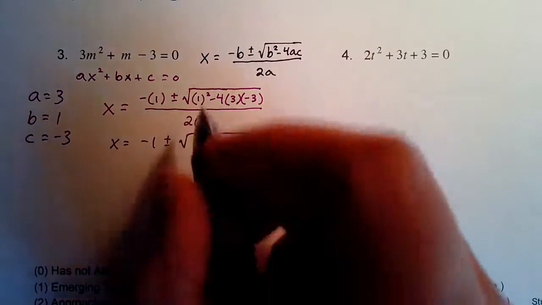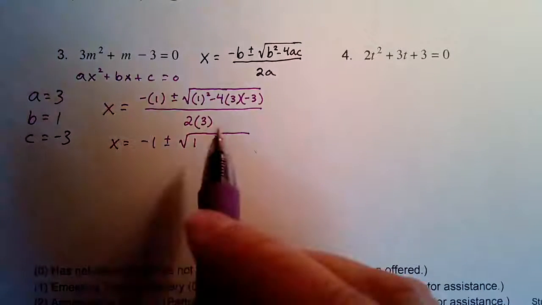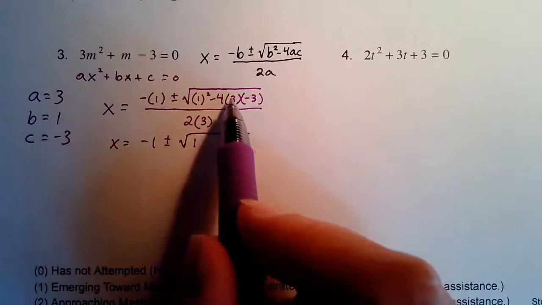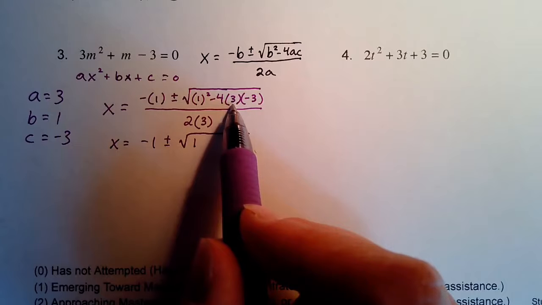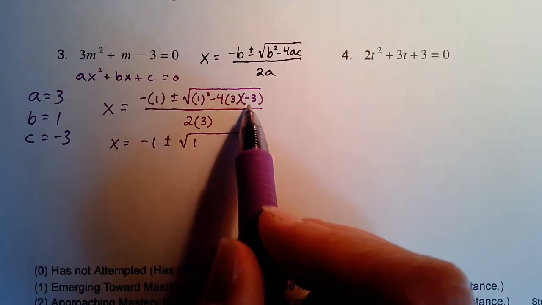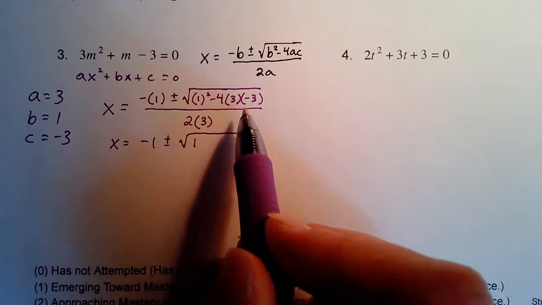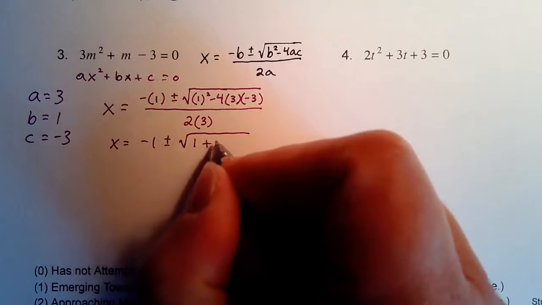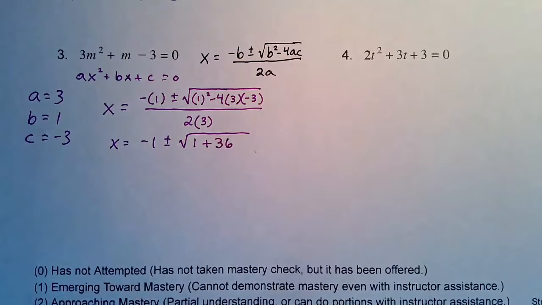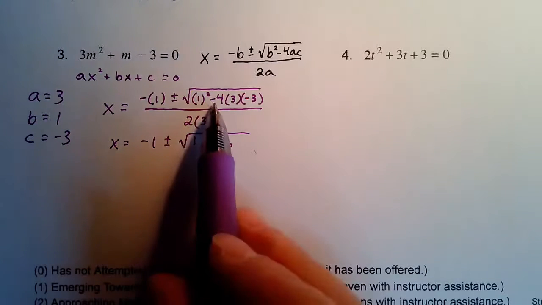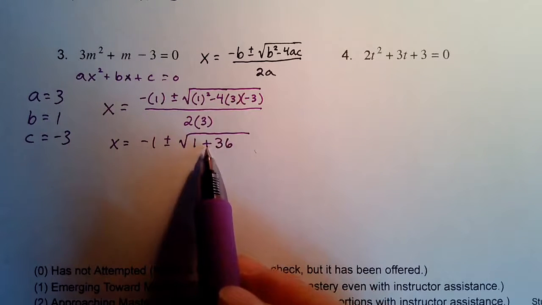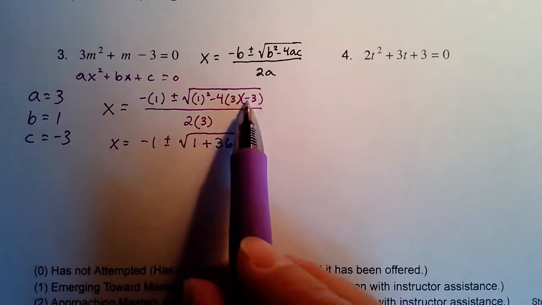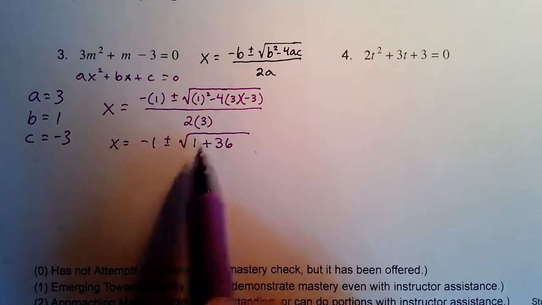So 1 squared is a positive 1. And then I'll multiply these three numbers, so -4 times 3 is -12, and -12 times -3 is positive 36. So I'm going to add 36 because it was positive, because that negative times that negative makes it addition. Now, if this didn't have a negative here with the -3, if that was positive, then I'd make it subtraction.